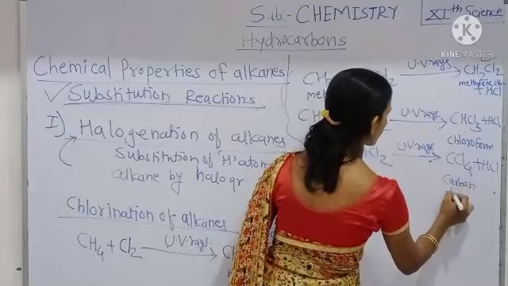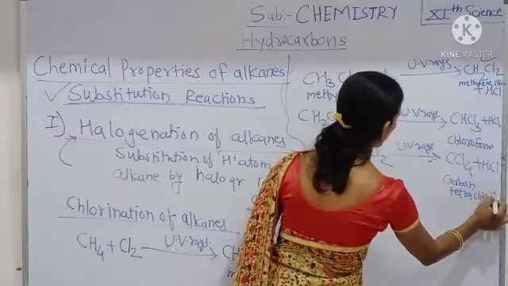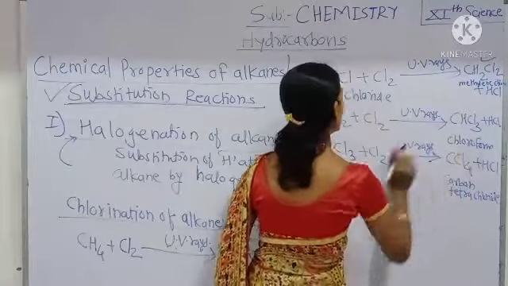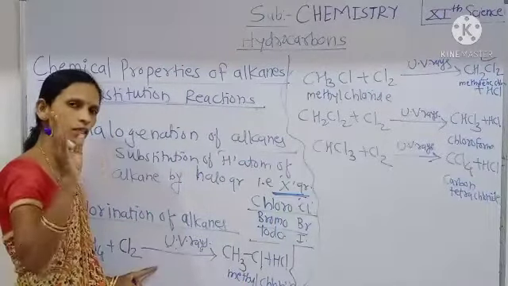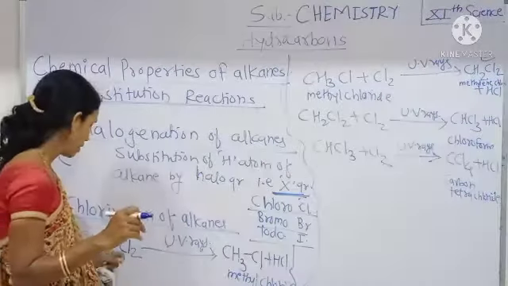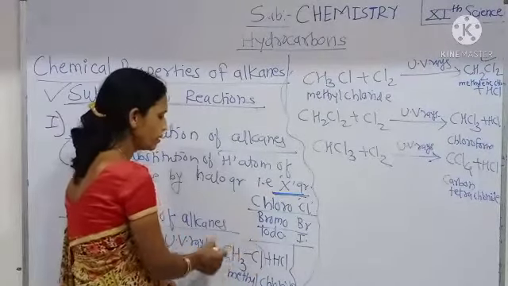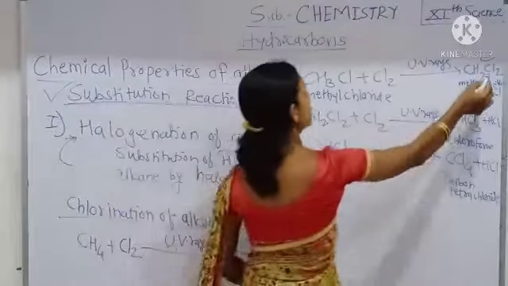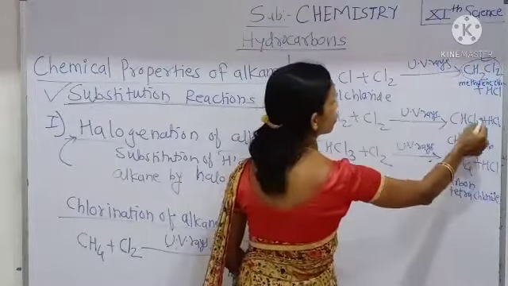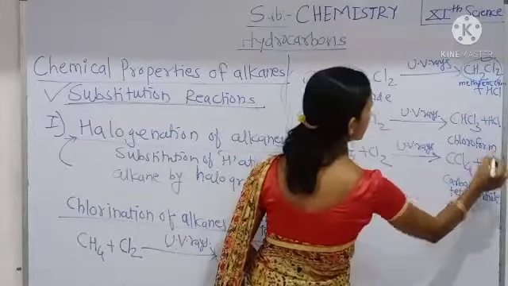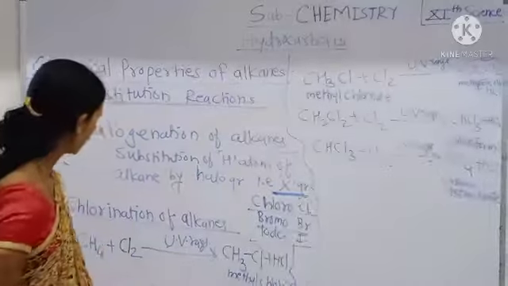Here the chlorination of methane takes place in 4 steps, and a mixture of methyl chloride, that is alkyl halide, methylene dichloride, chloroform and carbon tetrachloride is formed.